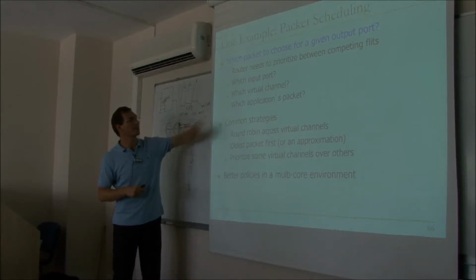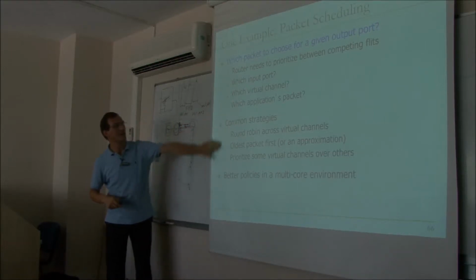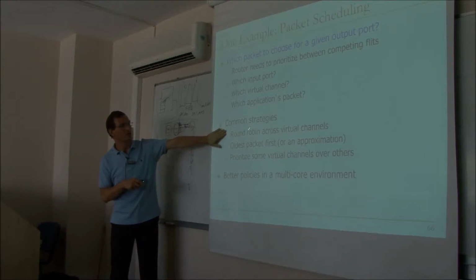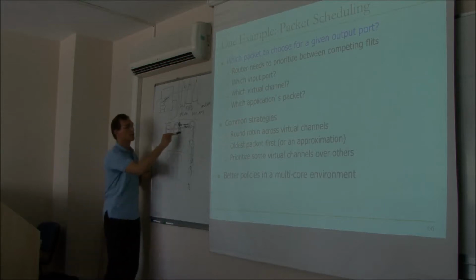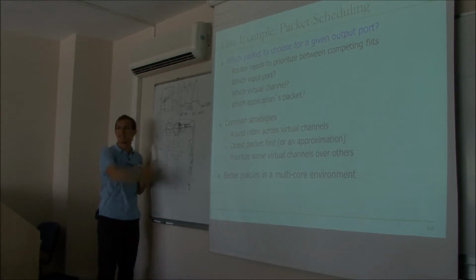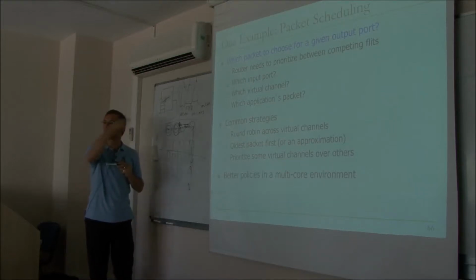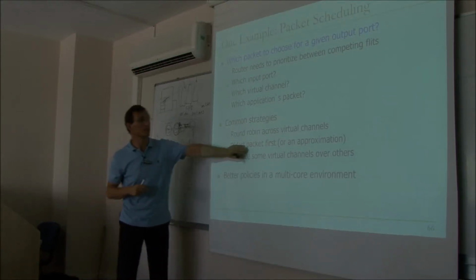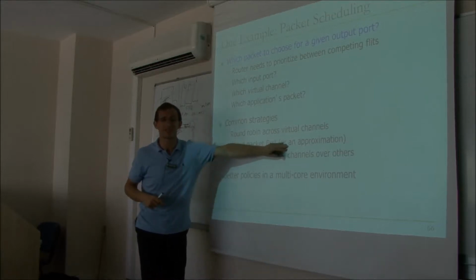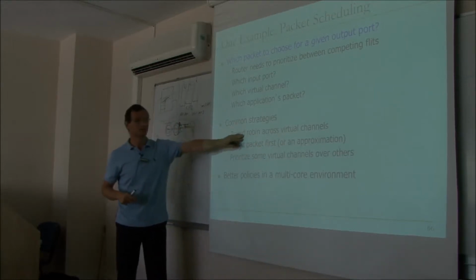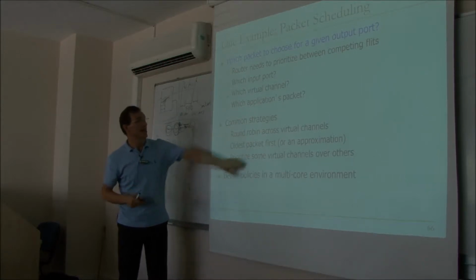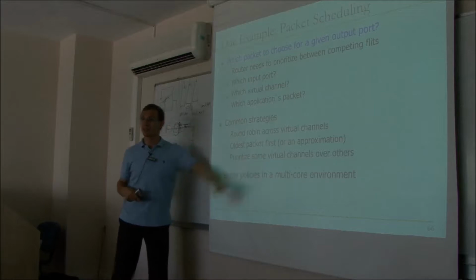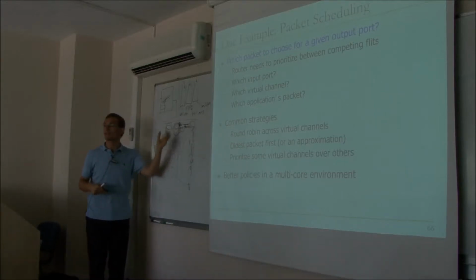There are common strategies that have been used. For example, you can round robin across virtual channels. If you have 4 input ports and 4 virtual channels each, you have 16 things, and you pick the non-empty virtual channel in a round robin way. You can do oldest packet first, or you can have an approximation of it. This may be fair in some definition of the word fair, but it's not clear. You can prioritize some virtual channels over others. This basically allows you to implement prioritization, some quality of service in the network.